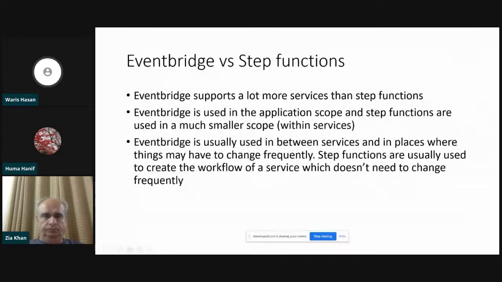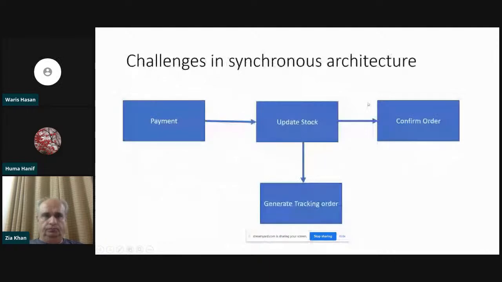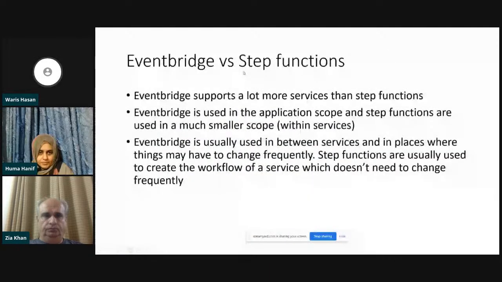It's easy to change, as I showed you before in this example. It's very easy to change the orchestration using EventBridge. It is not as easy to change using step functions. So you would usually use step functions in those places where you don't have to change the code frequently, or where you don't have to change the order or orchestration of the workflow frequently.